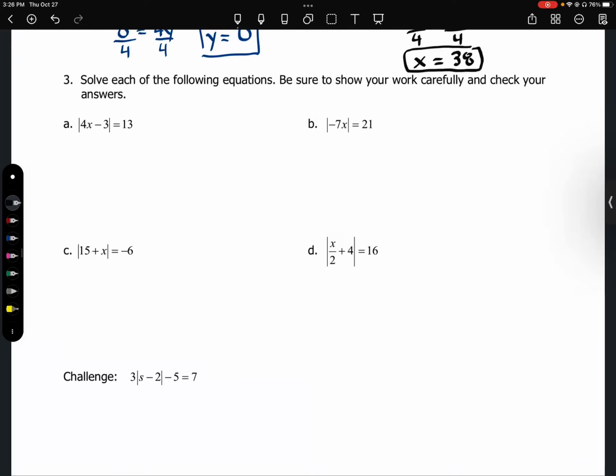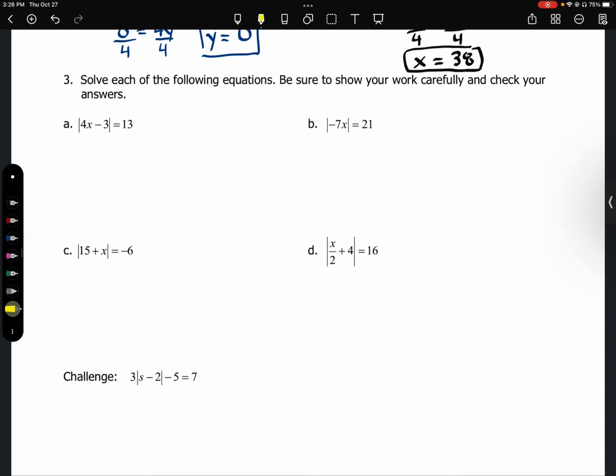All right, this is problem, I call it number 3 from the 3-7 to 3-9 practice worksheet. These are just absolute value equations that I wanted you to get a little practice with. So let's start out here. The directions state, solve each of the following equations. Be sure to show your work carefully and check your answers. Okay, so we just worked on that on the previous problems as well.